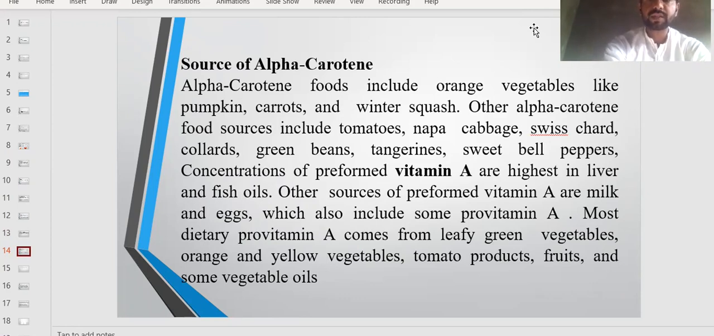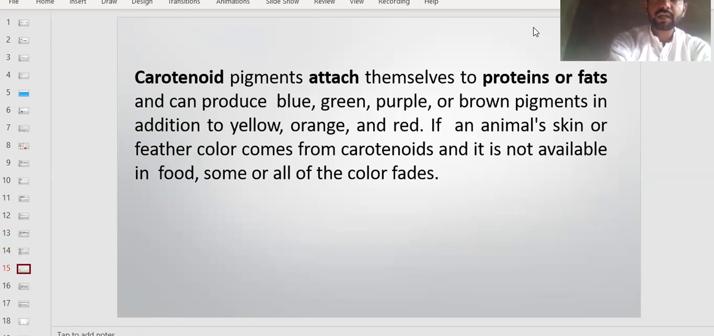orange and yellow vegetables, tomato products, fruits, and vegetables. Carotenoids also attach themselves to proteins or fats and can produce blue, green, purple, and brown pigments in addition to yellow, orange, and red.